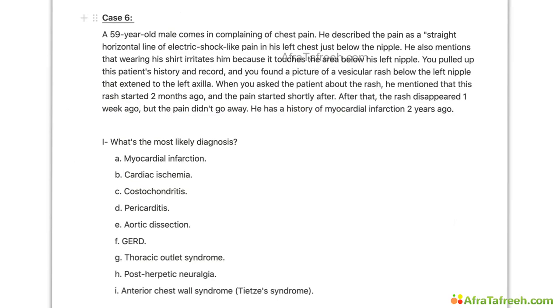Case number 6, please pause. Here is an old male. Vesicular rash below the left nipple extending to the left axilla. Oh, so it's following the same dermatome. I'm thinking herpes zoster or shingles. Okay, you asked the patient about the rash. He mentioned that the rash started 2 months ago, and the pain started shortly after the rash. But the rash disappeared 1 week ago, but the pain did not disappear until this moment. What is this? Post-herpetic neuralgia. After herpes, nerve pain. And this is your answer right here.